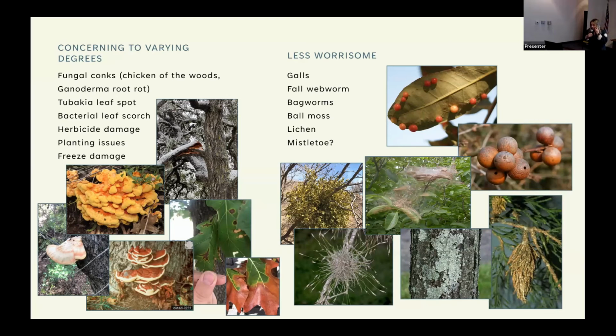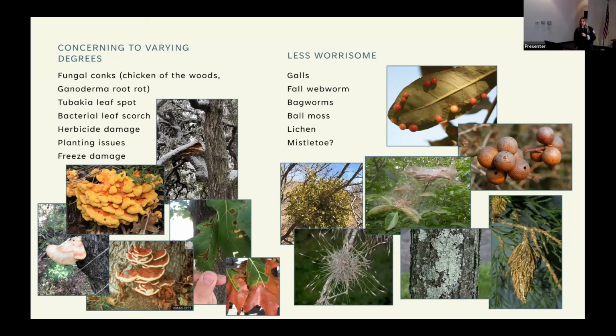Fall webworm, which is the middle picture there, is really common on pecans. They surround the ends of branches with webs. It's not a huge issue because the deciduous tree is going to drop the leaves. You can rake it up to try to remove the insects from the area. But you can also take a broomstick and try to open that web up so natural predators can get in. Otherwise, it's really more of just an aesthetics issue.